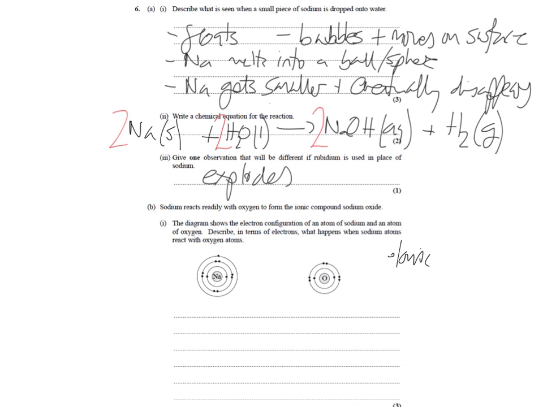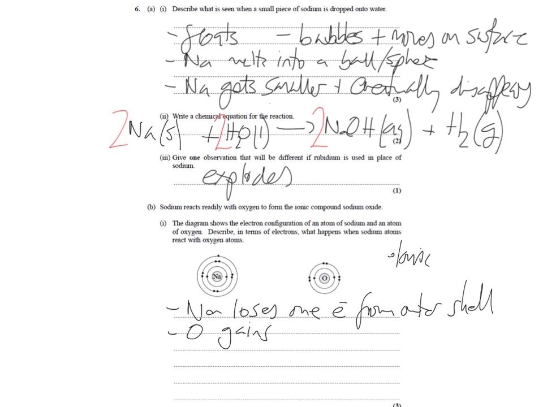And what happens in terms of the electrons? Well, the metal, the sodium, loses its outer electron. It loses one electron from the outer shell, and that electron goes to the oxygen. So the O gains an electron from sodium. Now, the sodium is happy at that point. It's lost that outer electron.